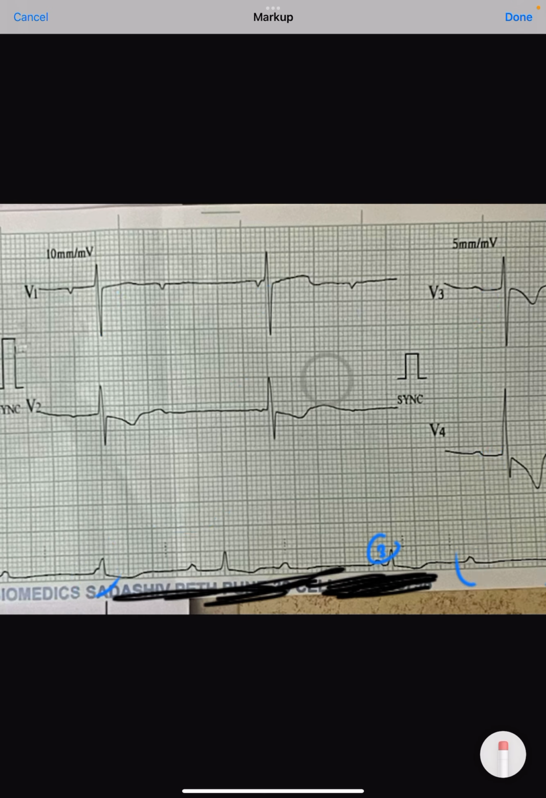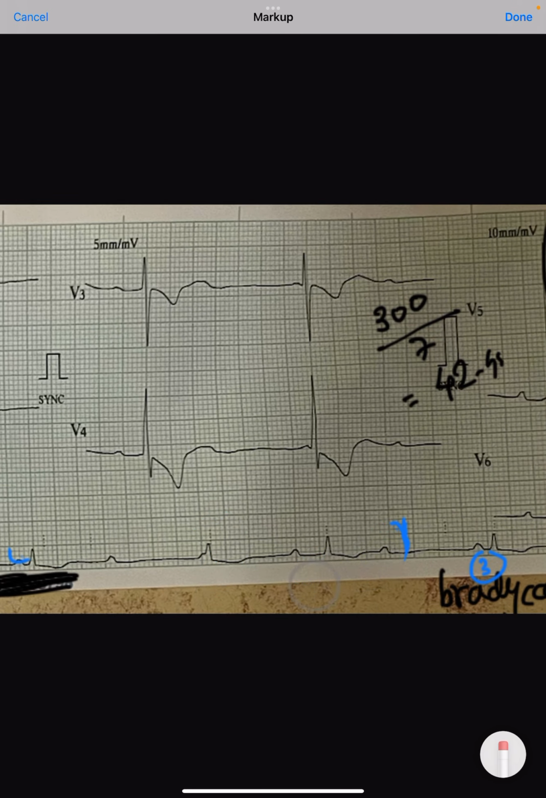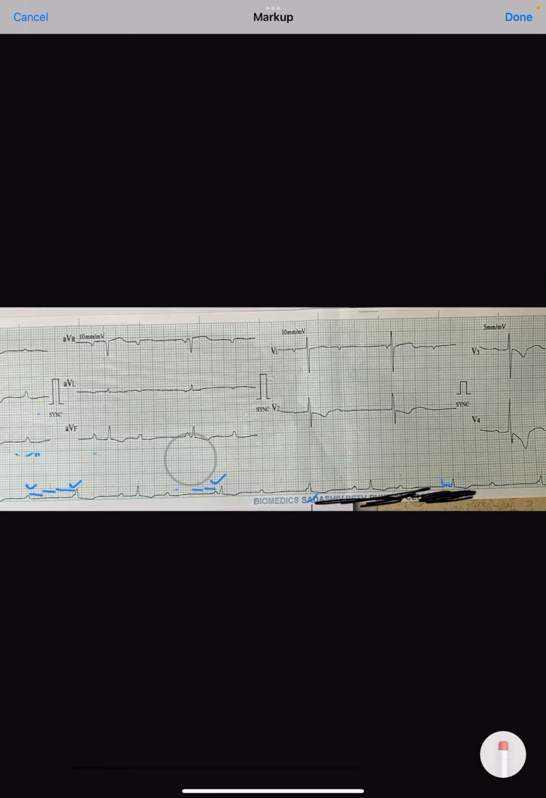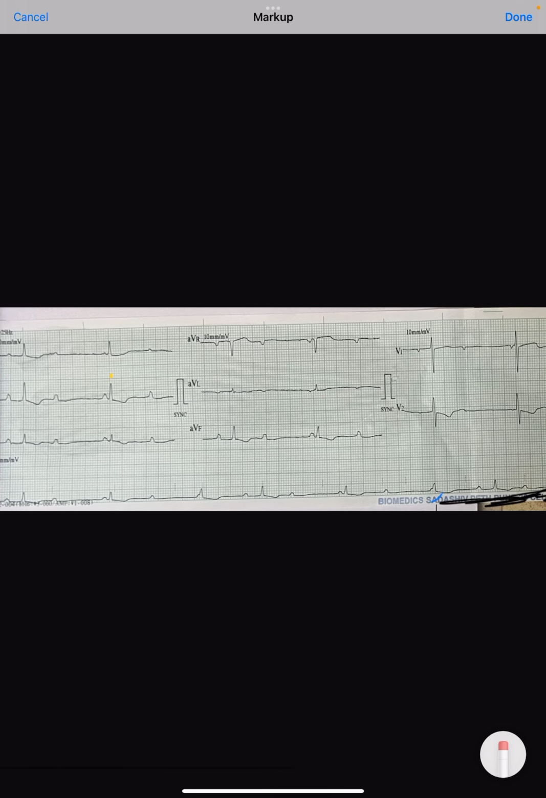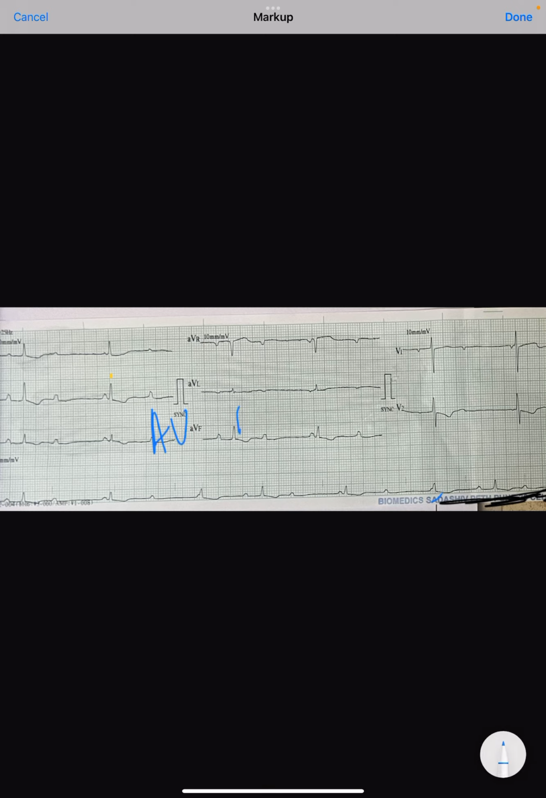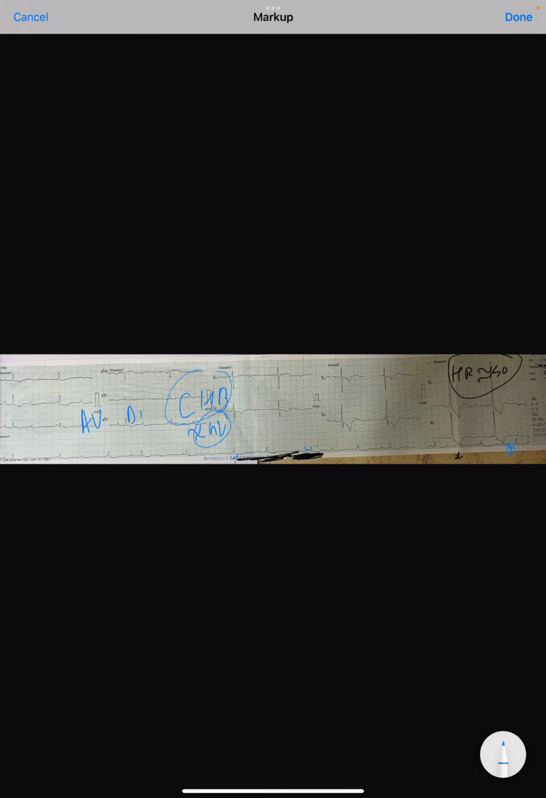It means that there is no connection between sinus waves and ventricular contraction. The ventricular rate is around 40. It means that QRS is not being followed by P waves, and P waves are not followed by QRS complexes. It means that there is atrioventricular dissociation, which is a feature of complete heart block with a heart rate of around 40. So this is a very typical ECG of complete heart block with atrioventricular dissociation.